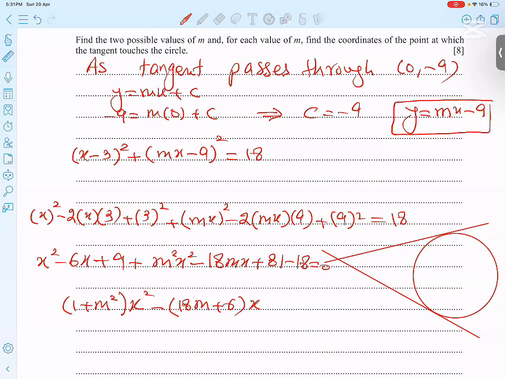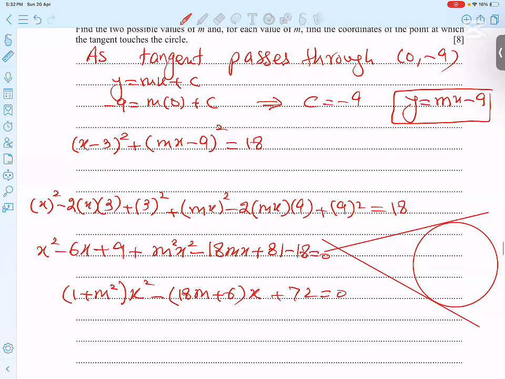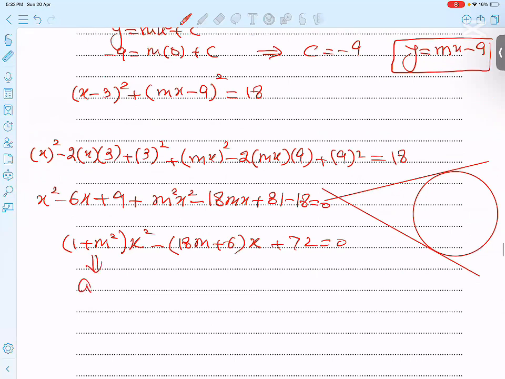How did I get it? x common out. Now the numbers: we have positive 9 and positive 81, it becomes 90, and minus 18, I got 72 positive. Okay, students, now this is the value of A. A is 1 plus m squared. And this value is B. We include the negative sign, but it has no effect. And C is 72.